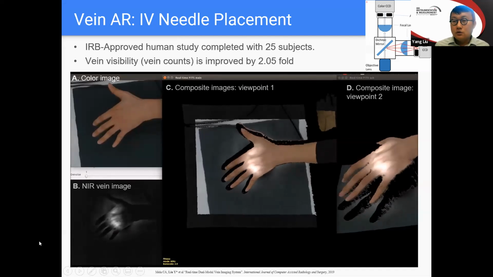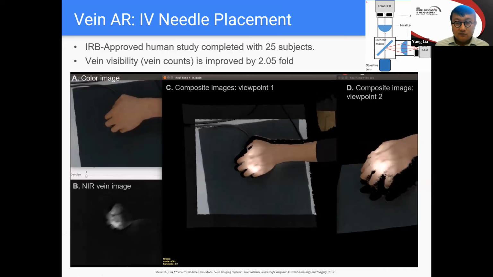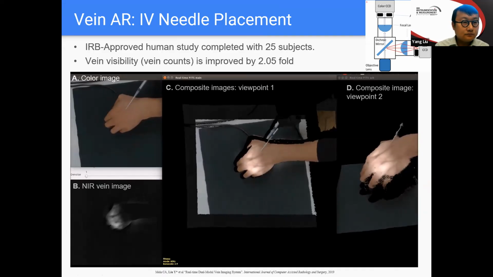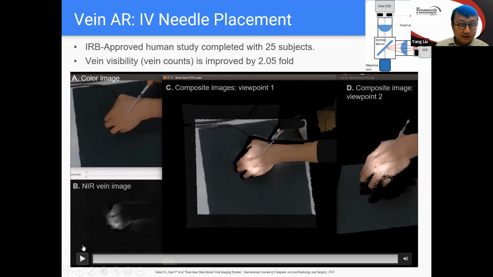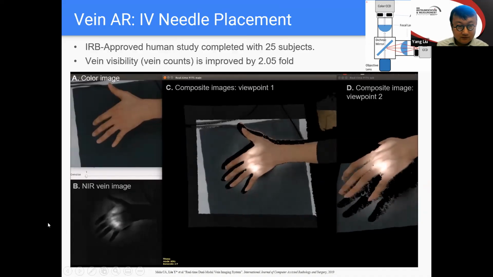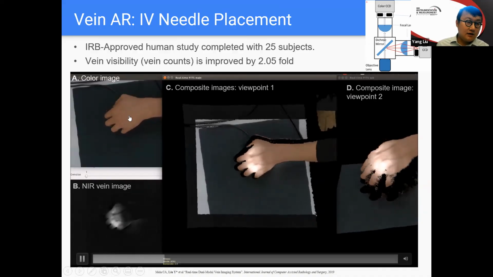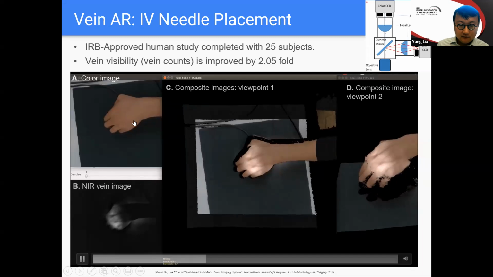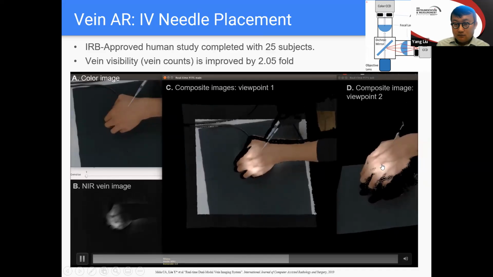Furthermore, we have also been looking into building systems to guide vein visualization. In this study, we imaged 25 human subjects, and we determined that the vein visibility is improved by more than 2-fold. You can see that on the color image, it's very hard to visualize the vein. But with multimodal image guidance, the location of the vasculature is really highlighted.